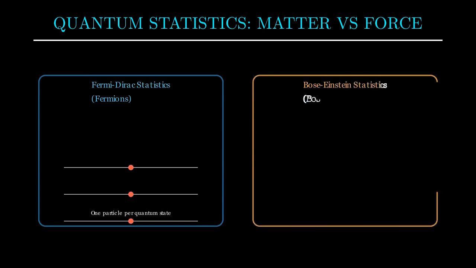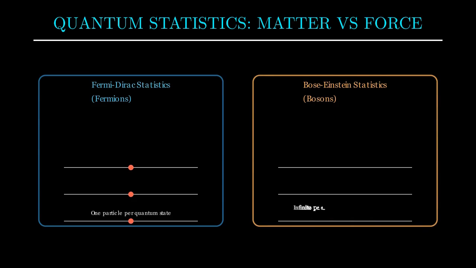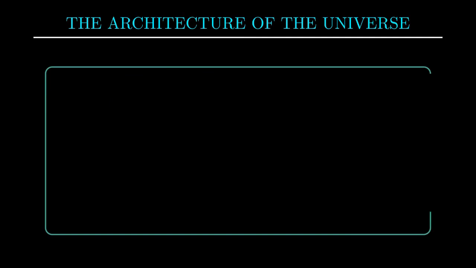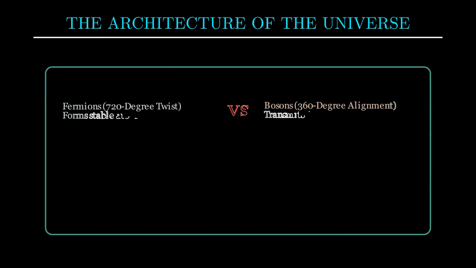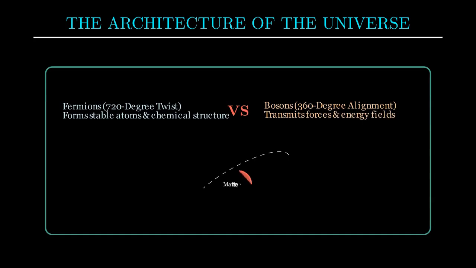Multiple bosons can occupy the same quantum state, which is why forces can accumulate and act cohesively, like the photons in a laser beam. This statistical difference, known as Fermi-Dirac statistics for fermions and Bose-Einstein statistics for bosons, is a direct consequence of their spin values. In essence, the geometric distinction between requiring 720 degrees versus 360 degrees for a particle to return to its original state underpins the entire architecture of the universe, dictating how matter forms stable structures and how forces operate, shaping everything from atoms to galaxies.